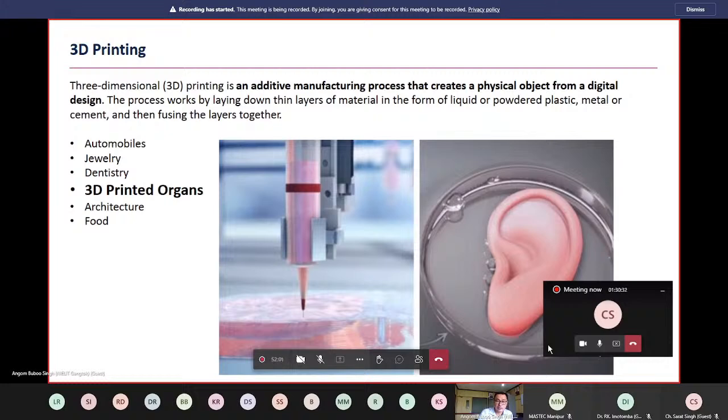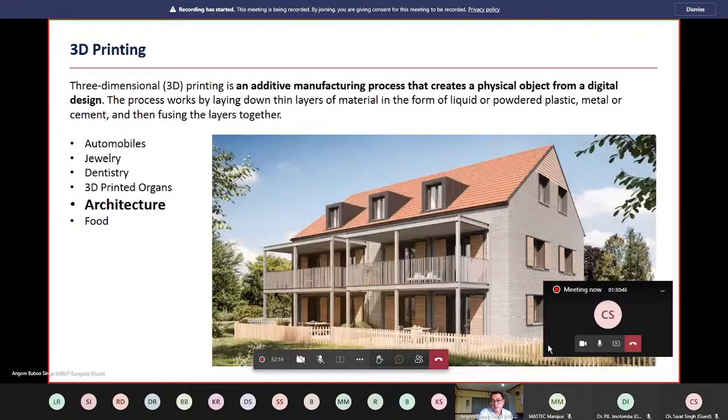That is, we are printing organs, living organs. So we are not far from printing maybe more complicated organs. And this is an example of a 3D printed house. In reality also, many startup companies are here. They are using 3D printers to print livable, sustainable houses with minimum waste.